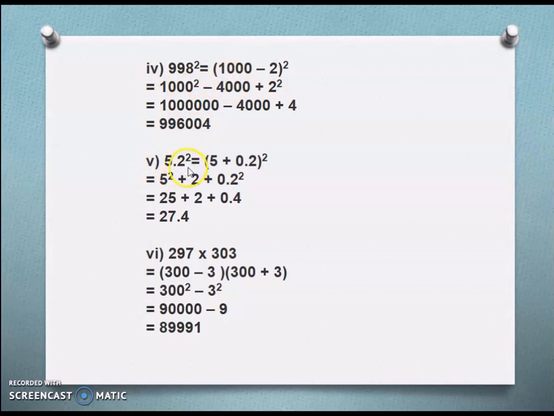Then 5.2 the whole square. 5.2 the whole square can be written as 5 plus 0.2 the whole square. Then expand using identity a plus b the whole square.